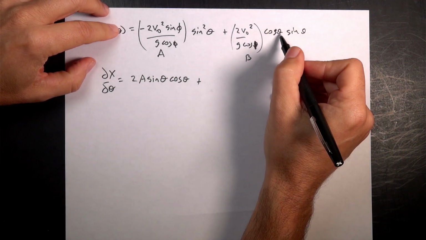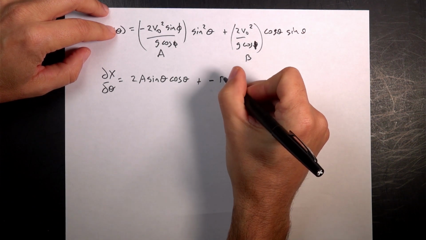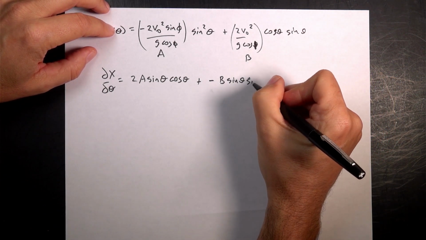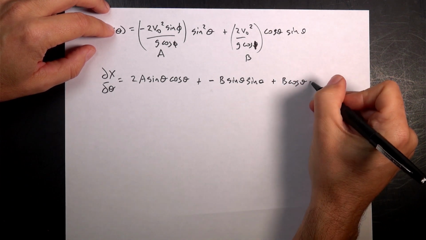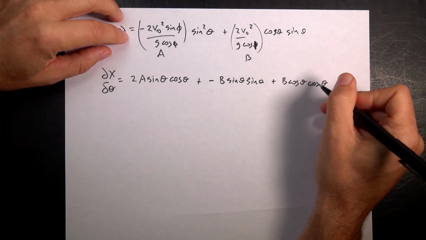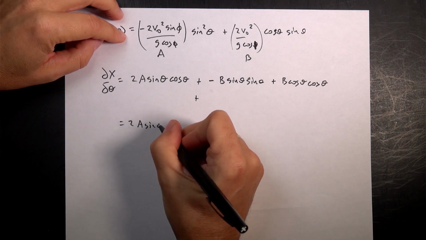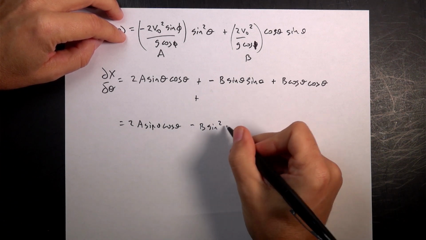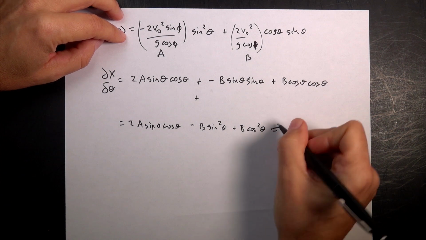Now for this one, I have a product rule. I'm first going to take the derivative of cosine theta. The derivative of cosine theta is going to be negative b sine theta, and the derivative of theta with respect to theta is 1, times sine theta. And then I have to take the derivative of the other part, so I get plus b cosine theta cosine theta. The derivative of sine theta is cosine theta. So let's write this as 2a sine theta cosine theta minus b sine squared theta plus b cosine squared theta. And we want to set that equal to 0.